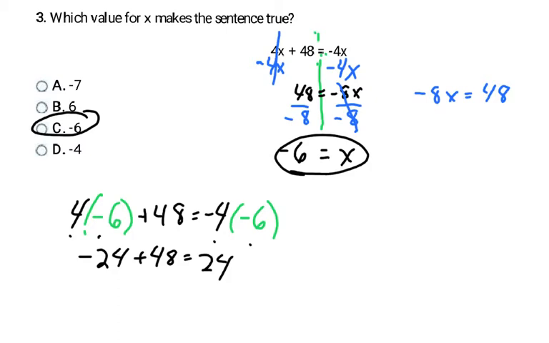And so now I have the right side here. It's completely simplified, so I want to see if I can get this left side to be the same in my check. So -24 plus 24 is positive 24. So I end up with positive 24 on both sides, so my answer does check, so I know my answer is C.